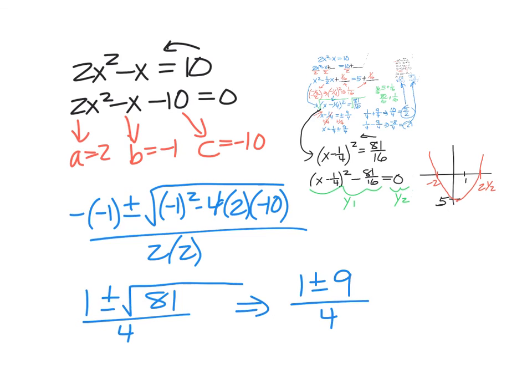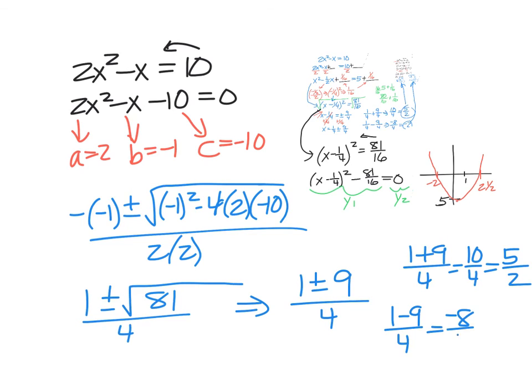Now I do my two cases. So I have 1 plus 9 over 4, which is 10 over 4, which is 5/2 again. And then I do 1 minus 9 over 4, which is negative 8 over 4, which is negative 2 again. So the idea here is that there are multiple ways to solve quadratics. What you'll want to do in this lesson is find what the most efficient way is to solve.